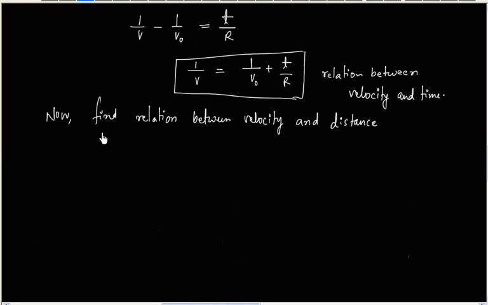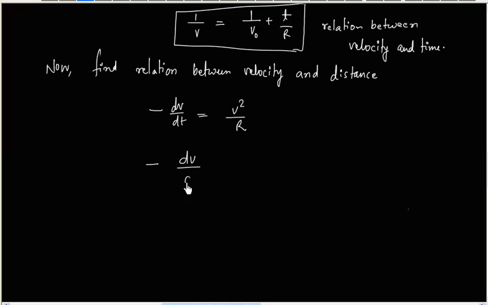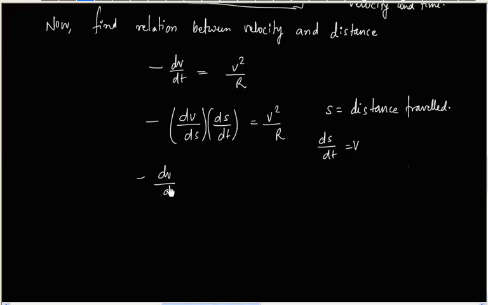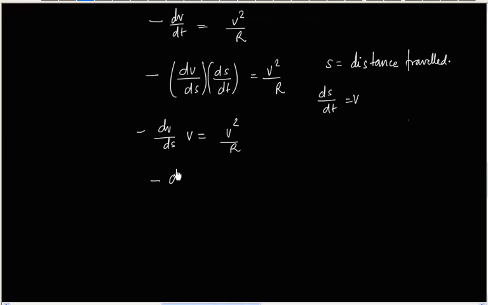So we can use this expression, that is minus dv by dt is equals to v square by r. Let us make a change of variable. We can multiply and divide by ds. S is the distance covered. So ds by dt is velocity, that is v. So we can write, v cancels.